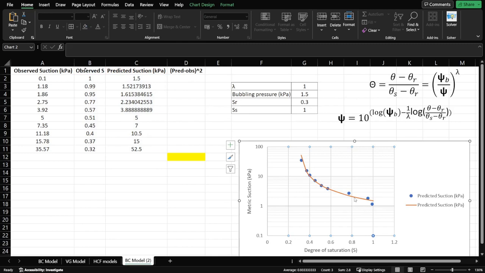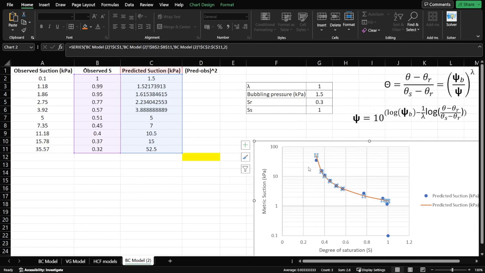So here if you'll see in the plot, I plotted two values. The first one is the observed values of the S, and the second one is the predicted values of the suction, right? So these values which you see is the X.